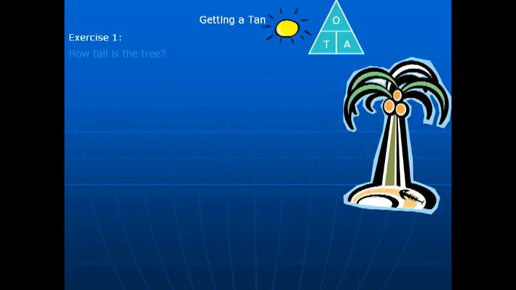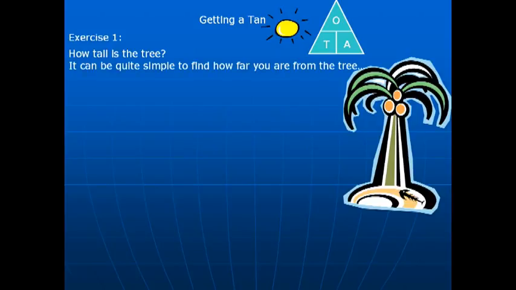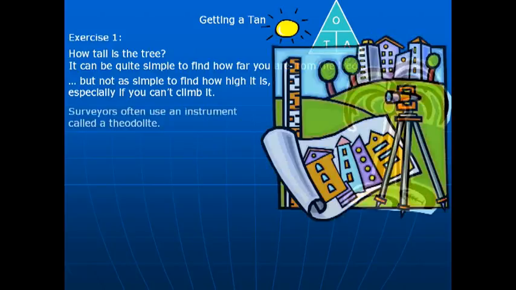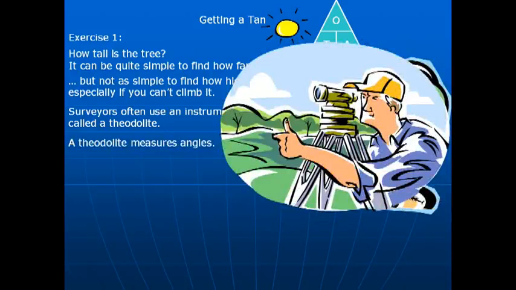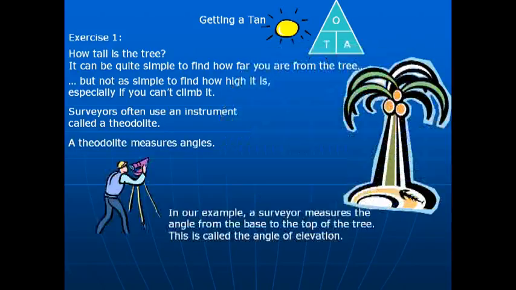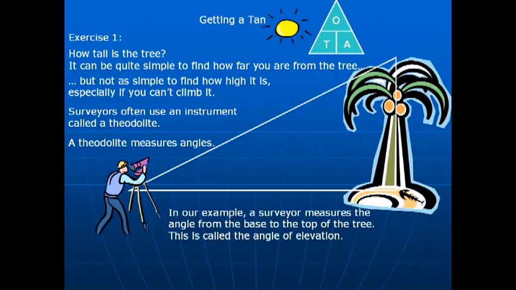Exercise 1. How tall is the tree? It can be quite simple to find how far you are from the tree, but not as simple to find how high it is, especially if you can't climb it. Surveyors often use an instrument called a theodolite. A theodolite measures angles. In our example, a surveyor measures the angle from the base to the top of the tree. This is called the angle of elevation.